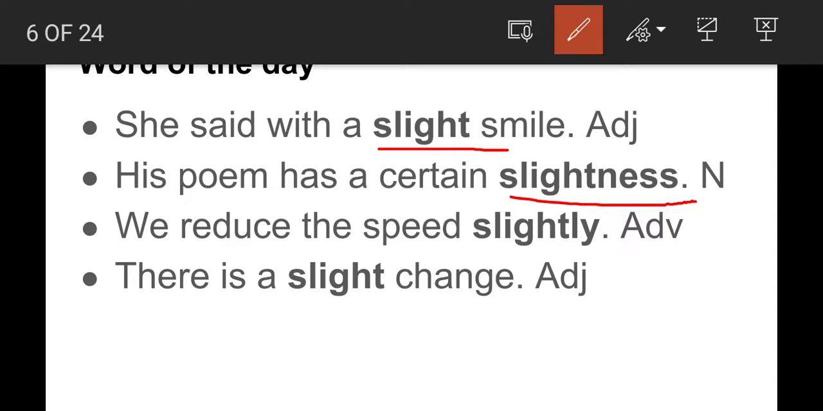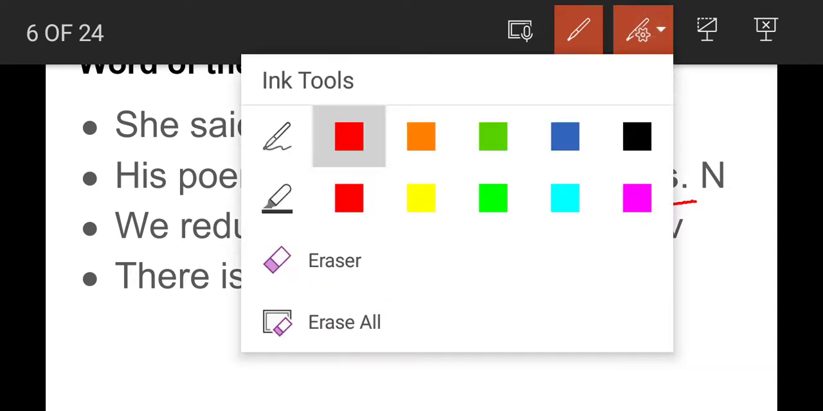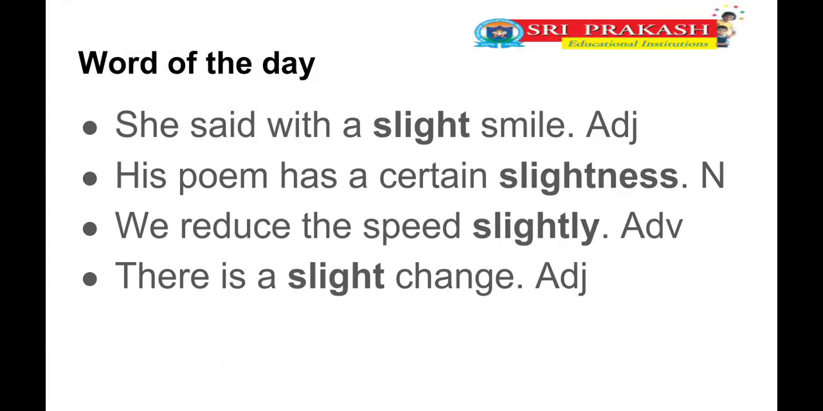Next sentence. We reduce the speed slightly. Slightly, it is an adverb, children. What is that? Adverb. Next sentence, there is a slight change. Here, slight is used as an adjective. Okay, children, while you are speaking to others, please use this word daily.